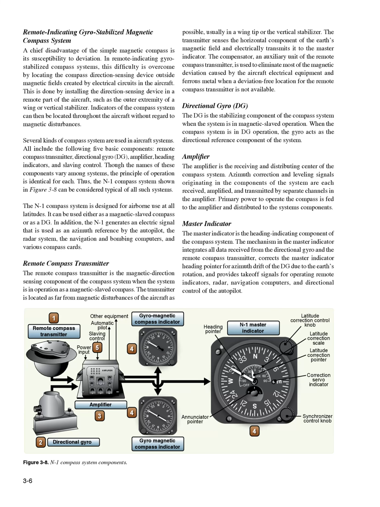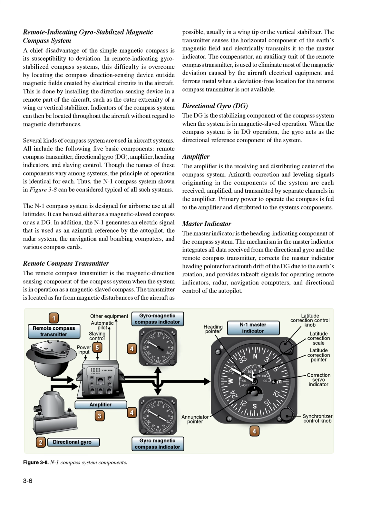A chief disadvantage of the simple magnetic compass is its susceptibility to deviation. In remote indicating gyro-stabilized compass systems, this difficulty is overcome by locating the compass direction sensing device outside magnetic fields created by electrical circuits in the aircraft. This is done by installing the direction sensing device in a remote part of the aircraft, such as the outer extremity of a wing or vertical stabilizer. Indicators of the compass system can then be located throughout the aircraft without regard to magnetic disturbances.